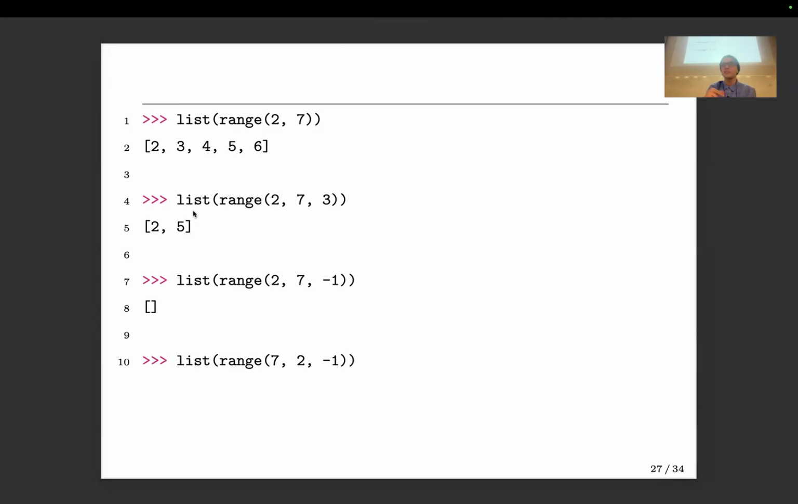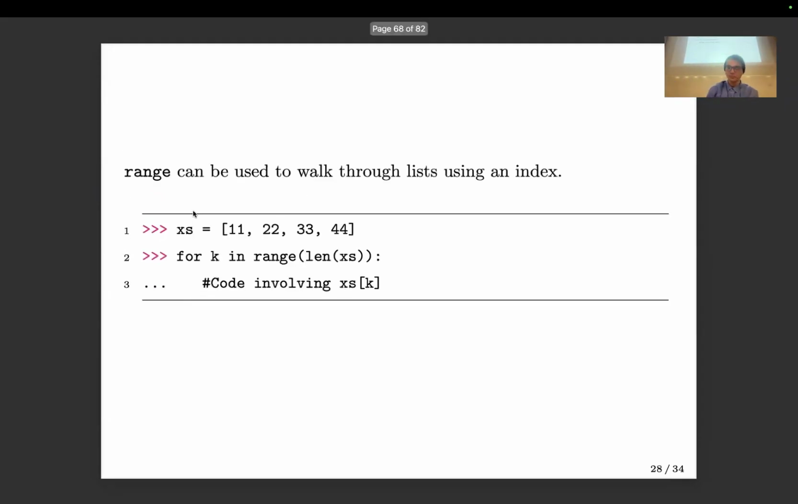Can we go from 7 to 2 walking backwards? Yes. Okay, so what is the first thing in the list? What's the last thing in the list? 3. Right exclusive. It gets a little bit tricky because we're walking in the opposite direction.